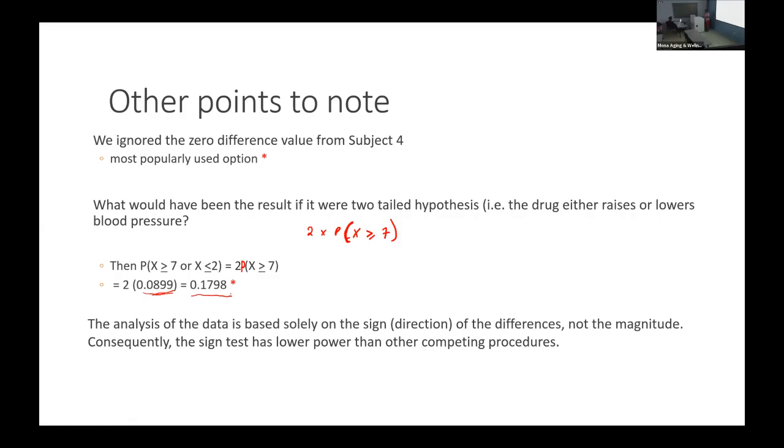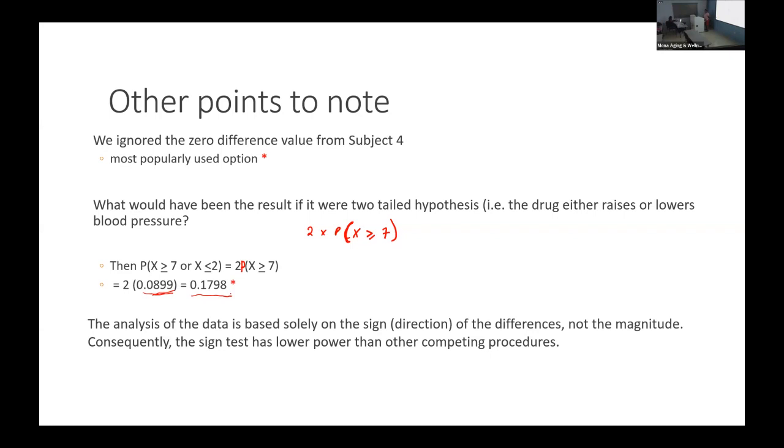0.1798. Let me just double check. Times 0.089. Good. 1798. So 0.1798.